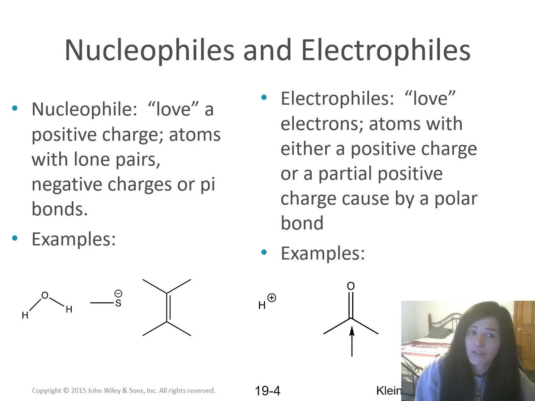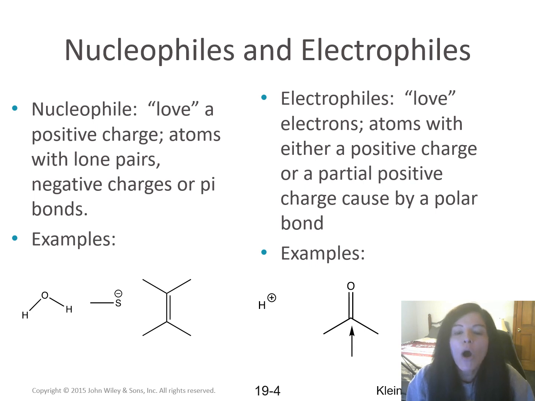Electrophiles are essentially the inverse of this. They love electrons. These are atoms with either a positive charge or a partial positive charge caused by a polar bond. An example that you've seen before is a proton. It's got a positive charge, so it's going to be very attracted to negative charges. Another example is a carbon that's part of a carbonyl. It's got that really polar carbon-oxygen double bond. That leaves a partial positive charge on that carbon, making it prime for a nucleophile to attack.